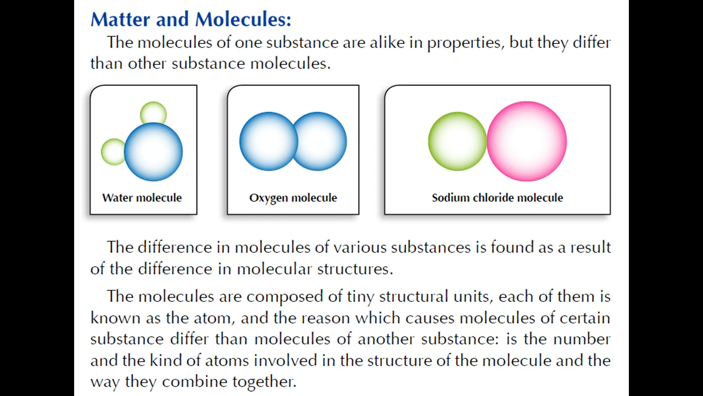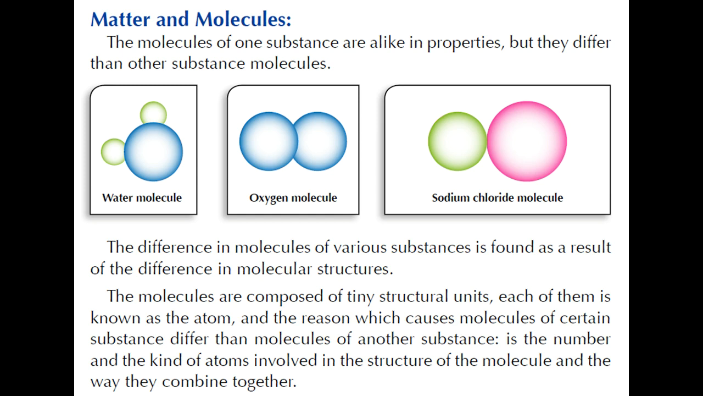The difference in molecules of various substances is found as a result of the difference in molecular structures. Every molecule has a structure, meaning its shape. This one's structure is different from that one's, because of the atomic size. So the result is a difference in properties and a difference in molecular structure. Excellent. The molecules are composed of structural units.